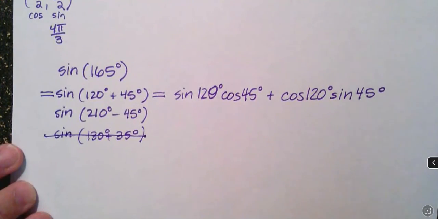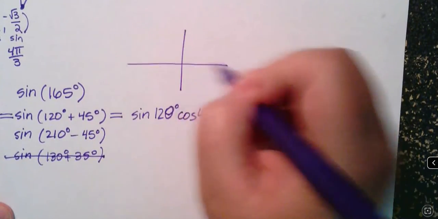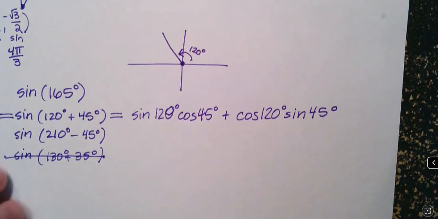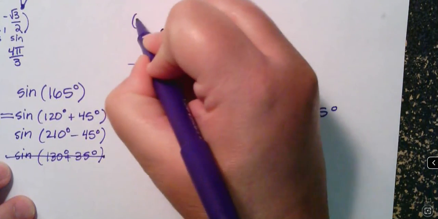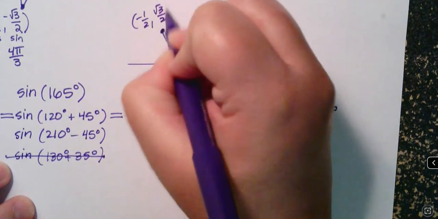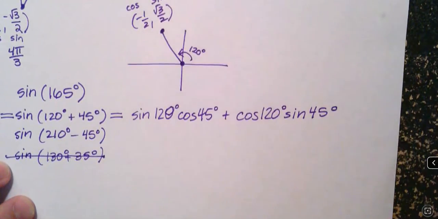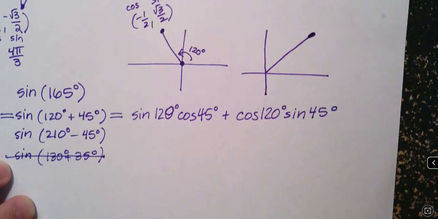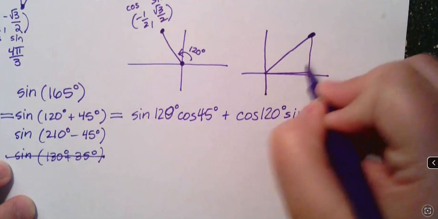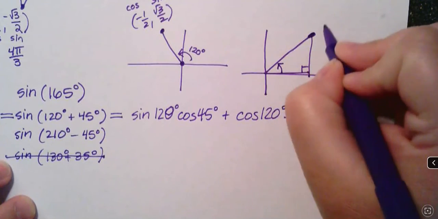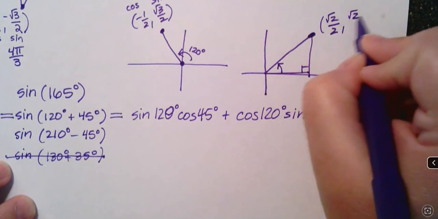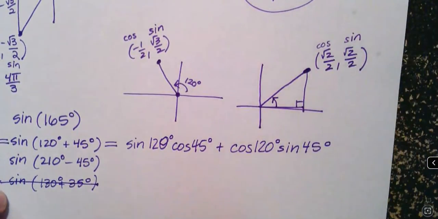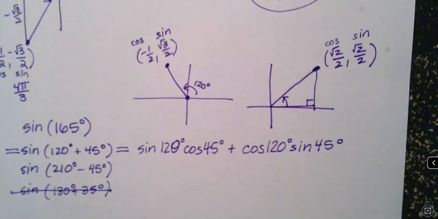All right, now thinking about 120 and 45. 120 is right up here. It's the same thing as 2 pi over 3, and its coordinates are negative 1/2, square root of 3 over 2. This is the cosine, this is the sine. The other angle we're dealing with here is 45, right in the middle of the first quadrant. It's over square root of 2, up square root of 2. That's square root of 2 over 2, square root of 2 over 2. And again, this is the cosine, and this is the sine. So you really either have to know these or have your unit circle handy so that you can come up with them quickly.